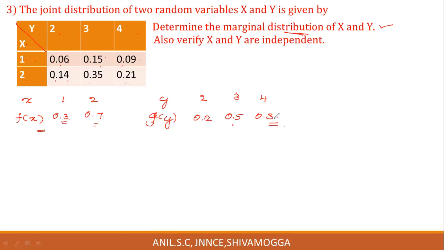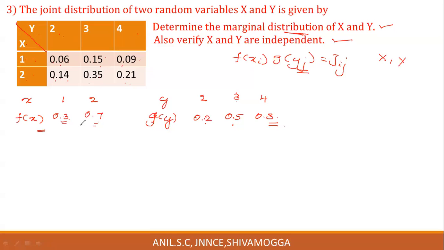Now let's verify whether the random variables x and y are independent or not. They are said to be independent if f of xi into g of yj is equal to gij. If this expression is satisfied for all these possibilities, then we say that the random variables x and y are independent. Let's check.